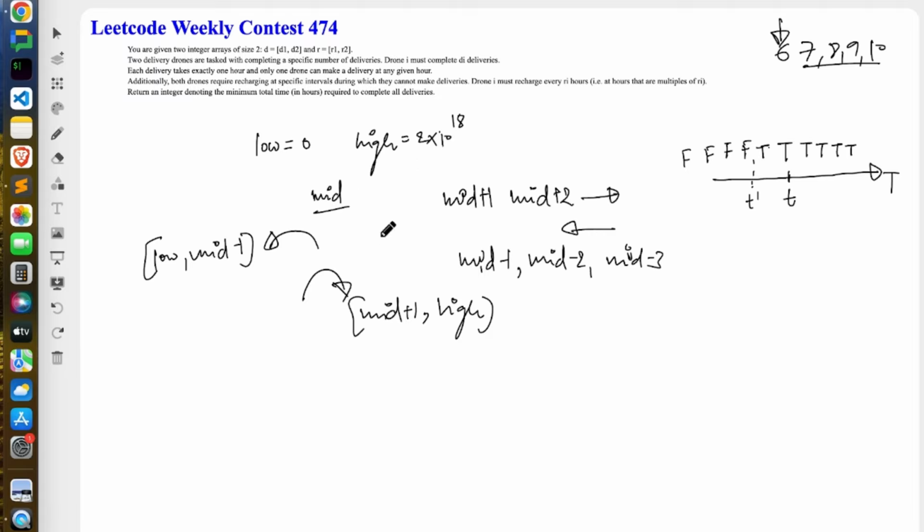Now our only job is to check whether both drones can make the delivery by the time mid. Let's say that mid is t, I'll call it t in my explanation. I hope you understand this explanation. The only job left is how to check whether both drones can make the delivery by the time t or mid. So let's see how we can check that.